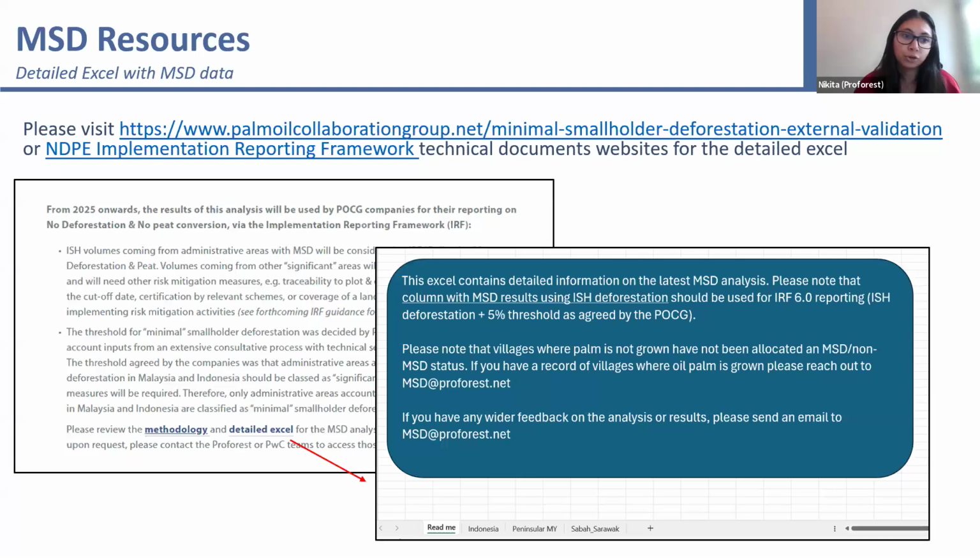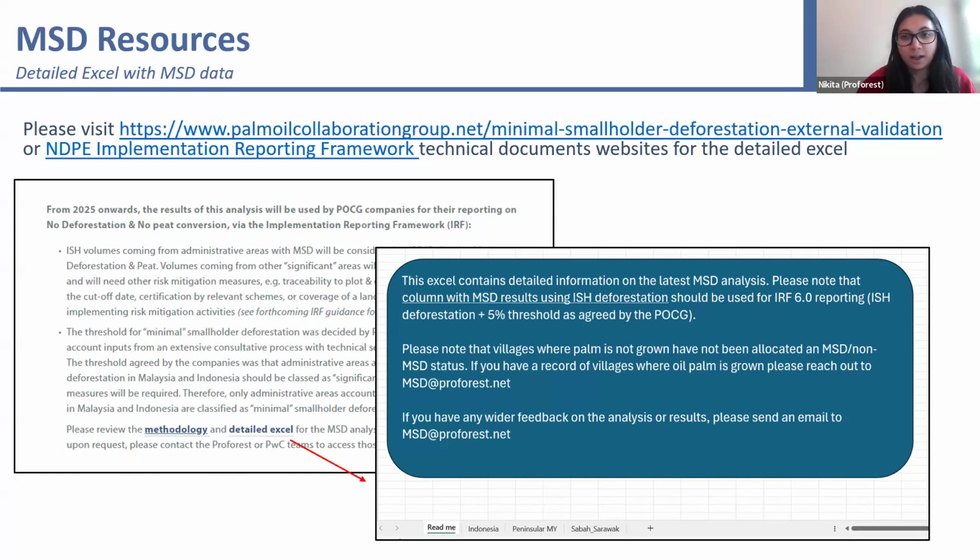So this is just a snapshot of what the website looks like. As I said, there are two ways to access these resources. You can visit the Palm Oil Collaboration Group Minimal Smallholder Deforestation tab, where you have the introduction of what the MSD is and the purpose of the MSD, as well as the methodology and the detailed Excel sheet. You can download the detailed Excel sheet on the website, and then we'll also share it as a resource.